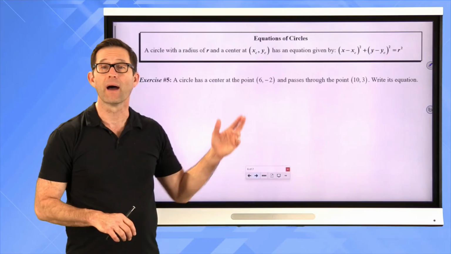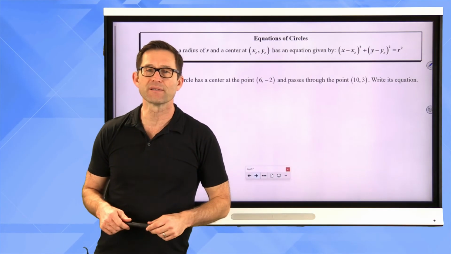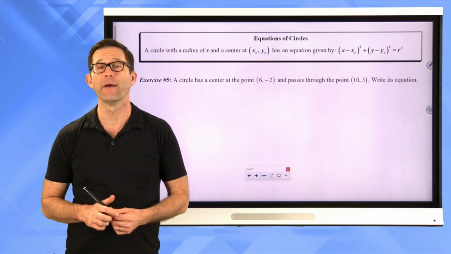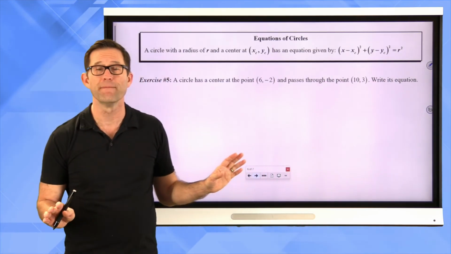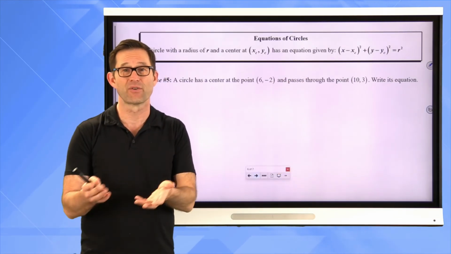All right, so one more time, right? Equations of circles have the form x minus x sub c squared plus y minus y sub c squared equals r squared. So exercise number 5. A circle has a center at the point 6, -2 and passes through the point 10, 3. Write its equation. All right, so this is what I always tell students in a situation like this, and this is not unusual. The problems that are easier are when we're given the equation and we're asked for its center and its radius.